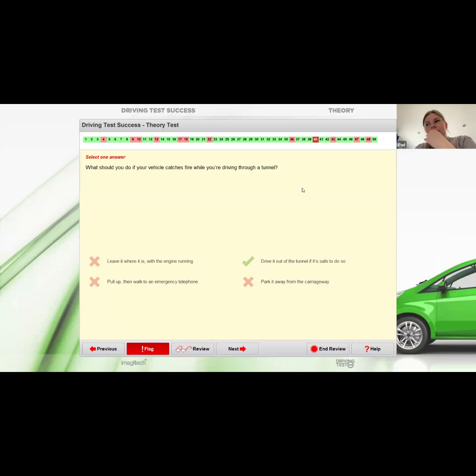So what you want to do is, if you can drive out, they're not expecting you to drive your car out if you're on fire, but they just use the words fire here. If it catches fire, you're better to try to get it out of the tunnel if you can. Obviously that will depend on a lot of things. I don't see anybody doing that. I see most people stopping the car and getting out and running.